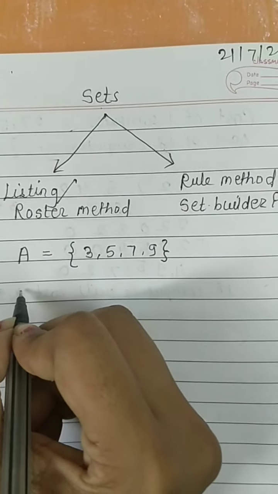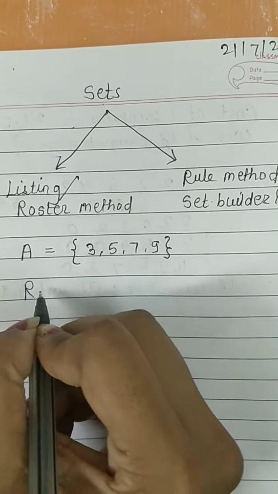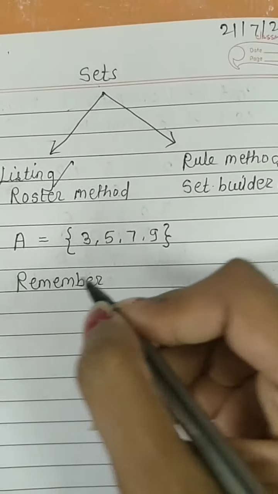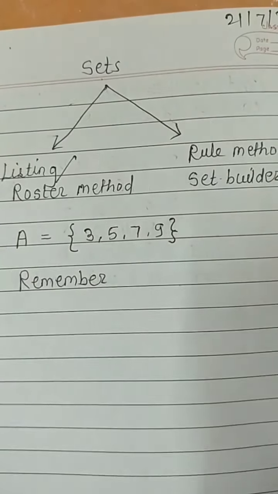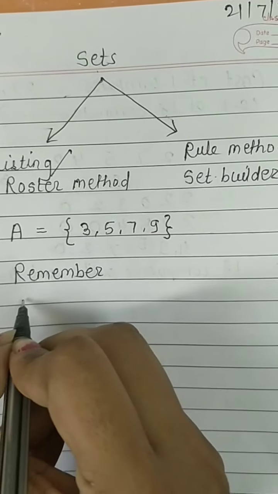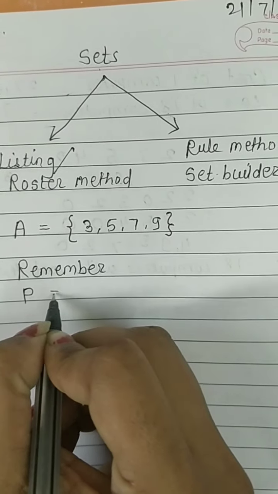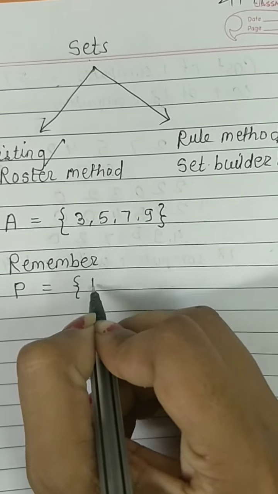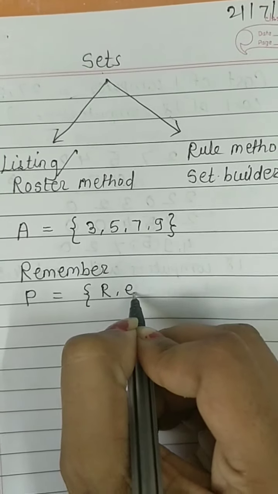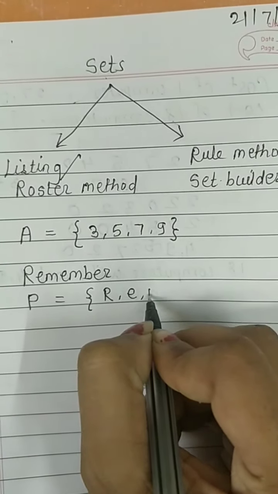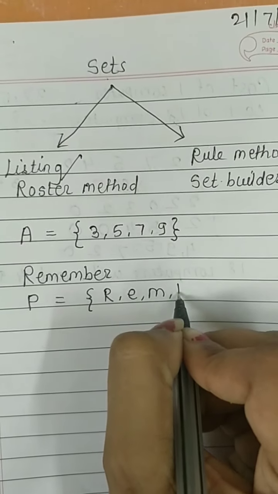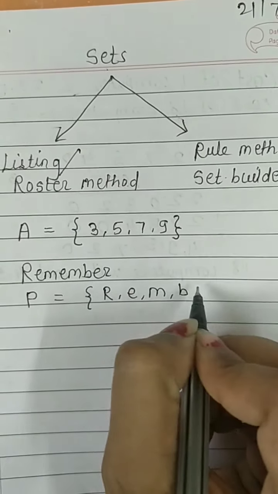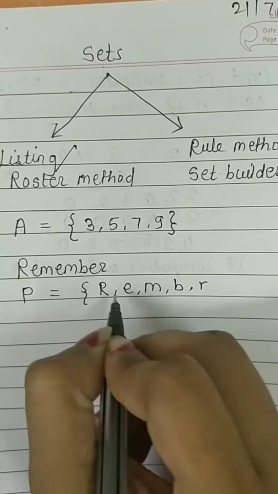For example, one more. If a word is there, remember, and I ask you to write the letters which we have used while writing this word in the form of a set, you can denote that set with the help of capital P. You can take any letter, but I am taking P. Again in curly brackets I am going to write R, E, M, B, and I am going to write R as this, because I have written two types of R.